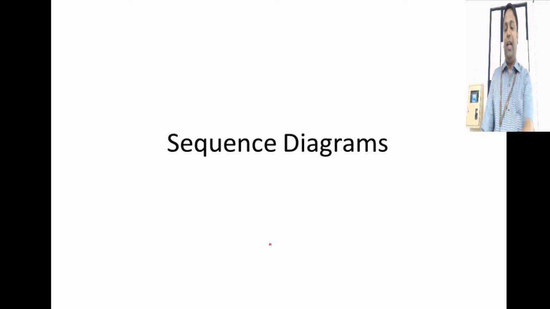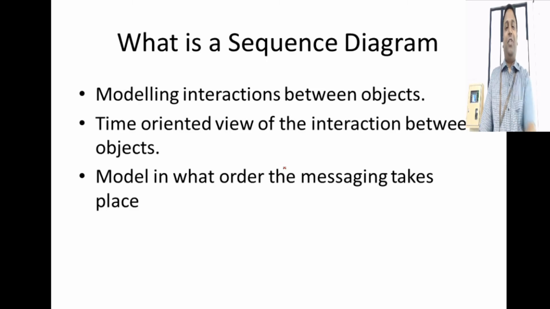So what are sequence diagrams? Today morning we discussed a lot on sequence diagrams. Let me again go with this. Sequence diagrams are used for modeling interactions between objects. So how two objects communicate with each other, that is modeled here, and it also gives this time oriented view, which message is passed to which object.